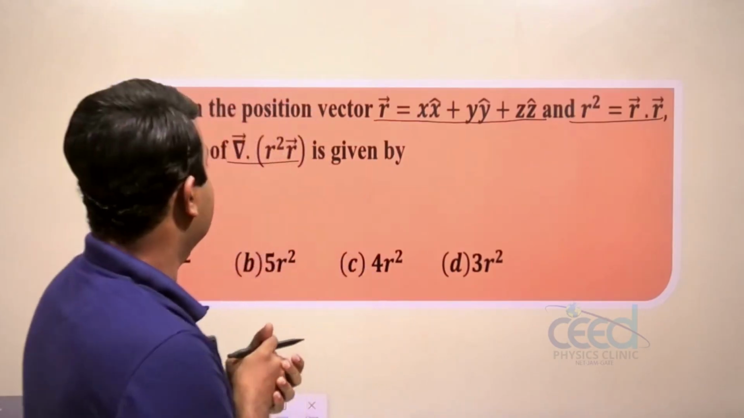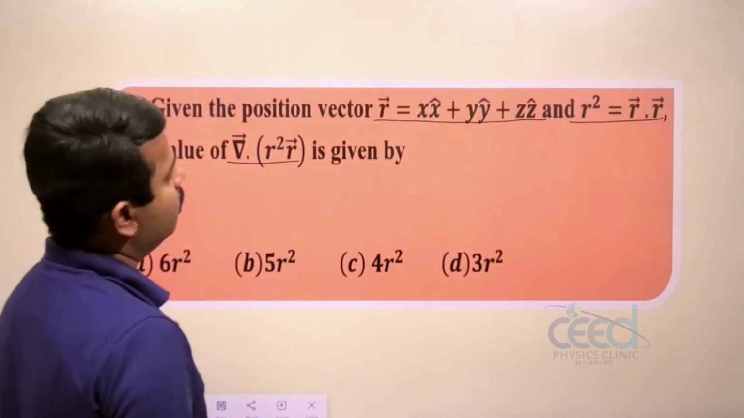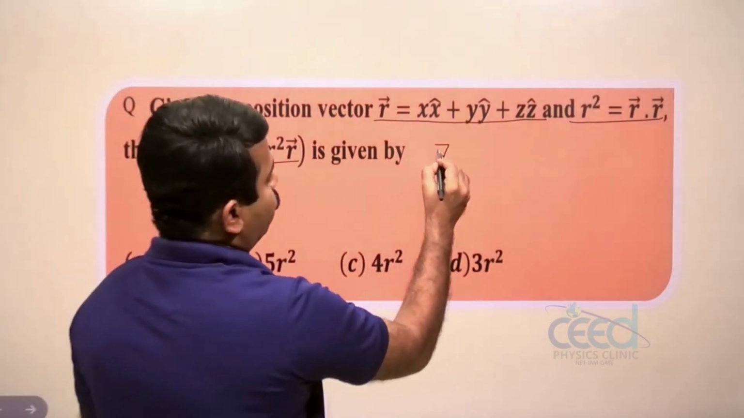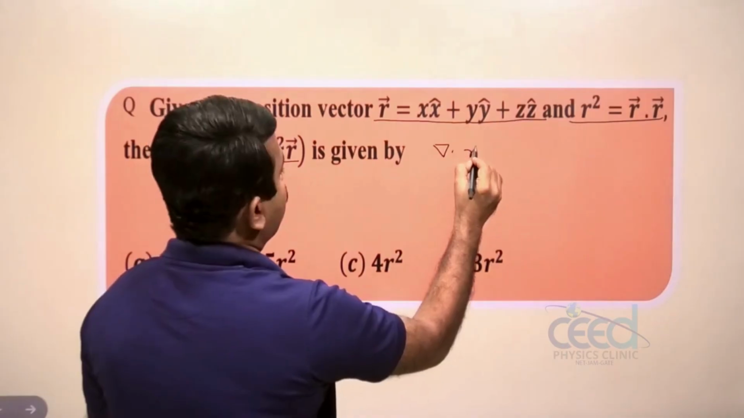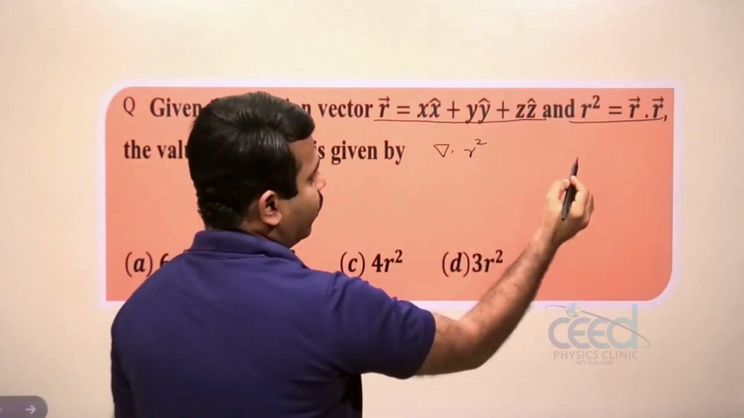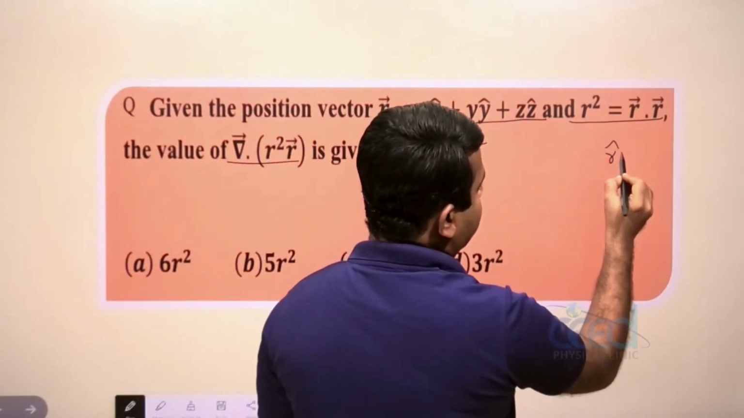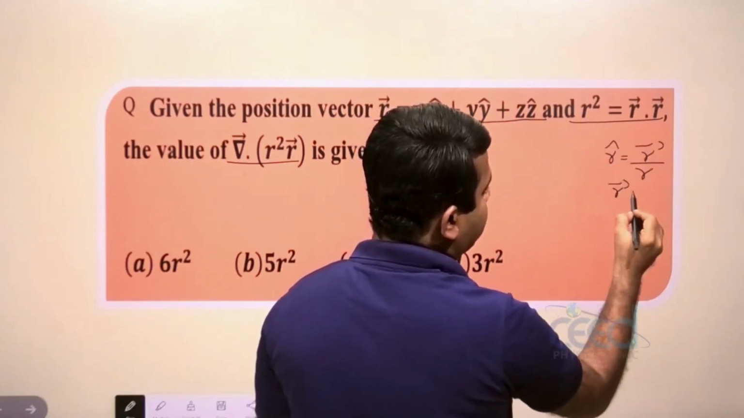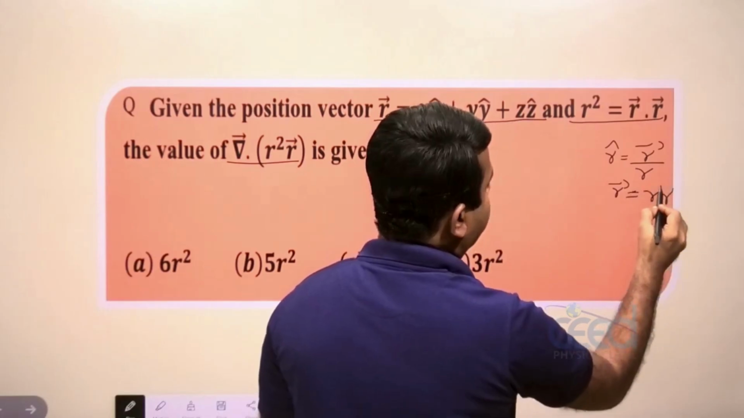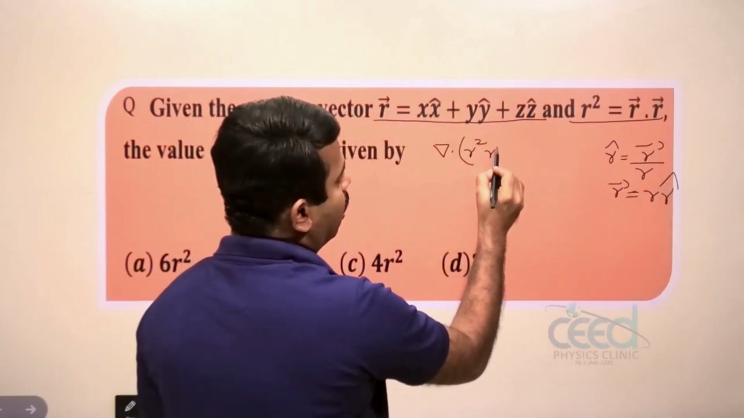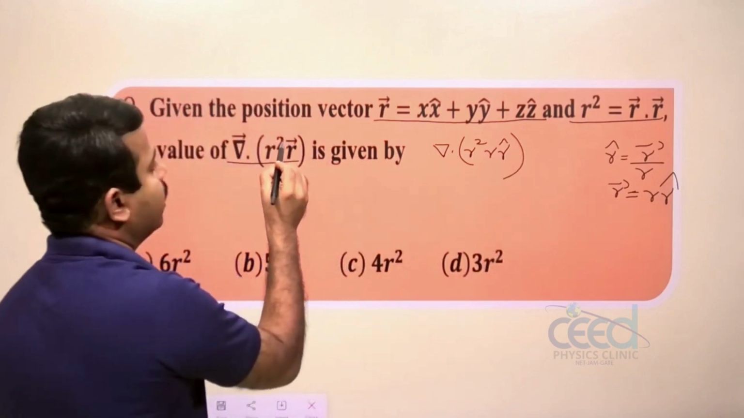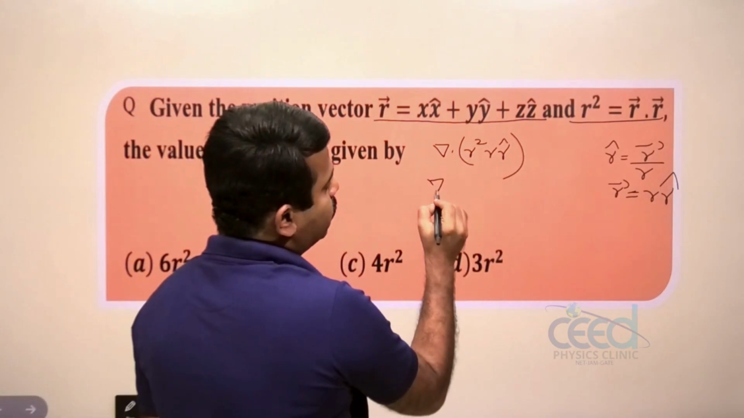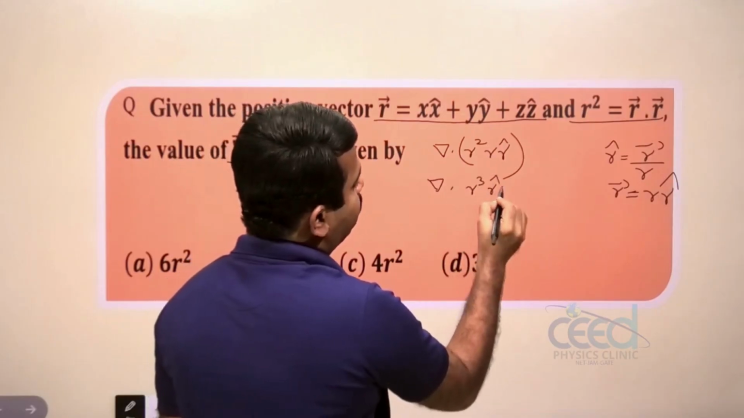How do we do it? See, suppose here divergence of r square r vector. What is r vector? Unit vector is equal to that vector divided by its modulus. Then r vector I can write as r cap. This r vector I replaced with r cap. Then divergence of r cube r cap.